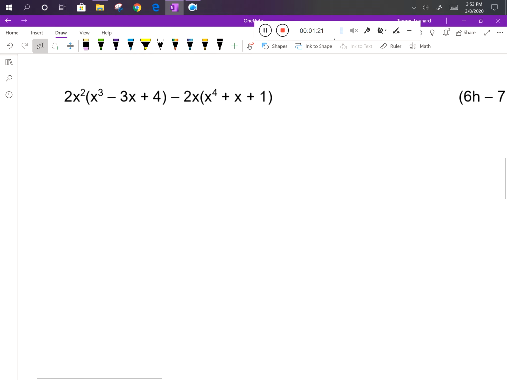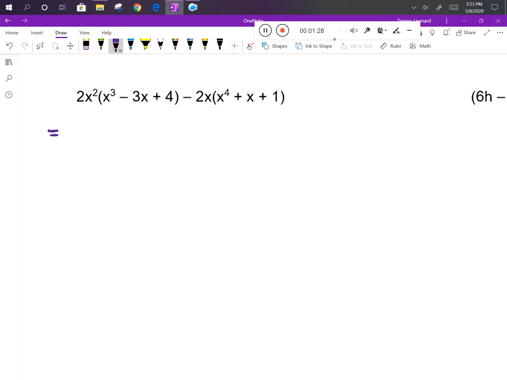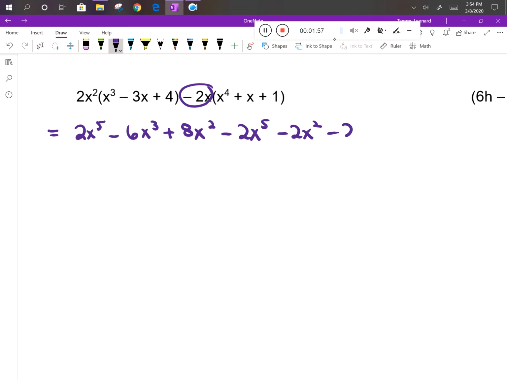Next, we have two different distributions happening with two different sets of parentheses. So the 2x squared needs to distribute through the first set of parentheses. 2x squared times x cubed is 2x to the fifth. 2x squared times negative 3x is negative 6x cubed. 2x squared times 4 is positive 8x squared. Then we're going to distribute this negative 2x. So negative 2x times x to the fourth is negative 2x to the fifth. Negative 2x times x is negative 2x squared. Negative 2x times 1 is just negative 2x.